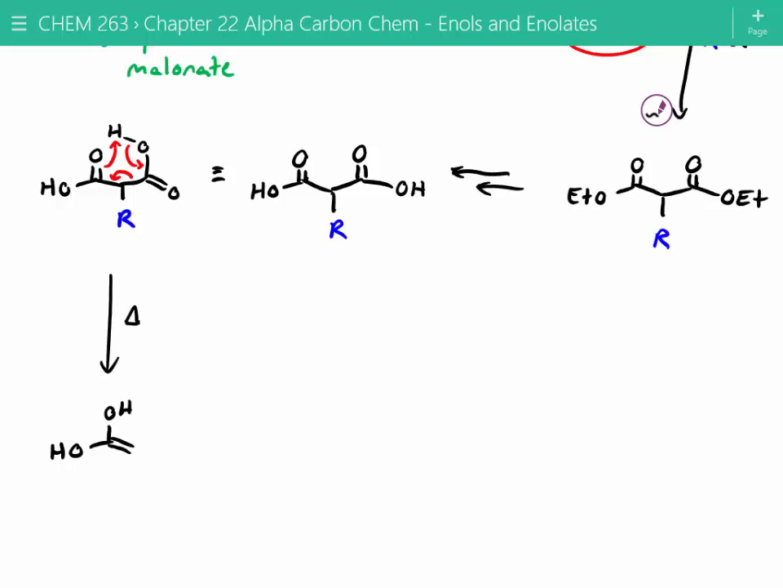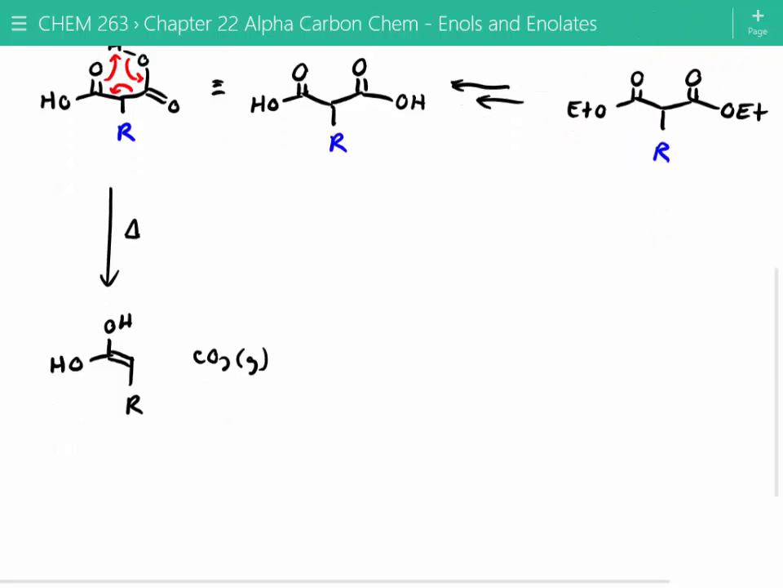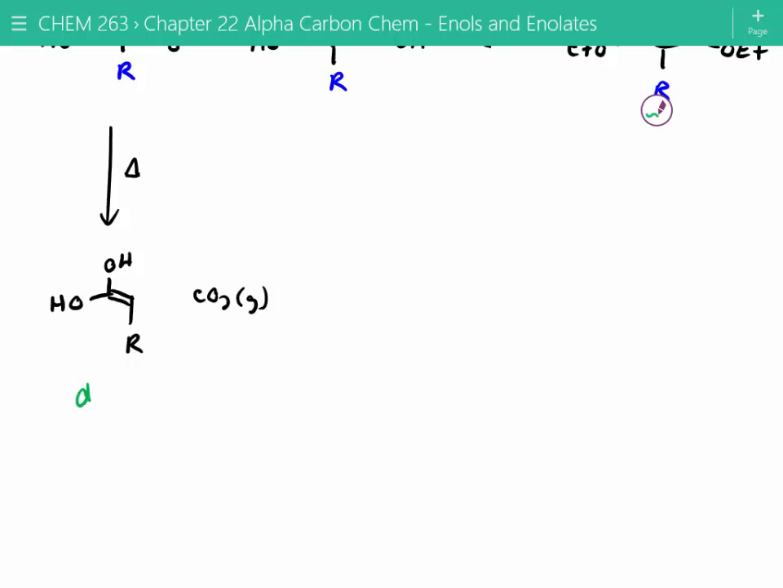So that carbonyl grabbed the oxygen, so it's now an alcohol. We still have an R group here. And then we've got CO2 gas. So we're evolving CO2 gas off of this reaction. I'm going to actually just write CO2. And this is a really nice reaction because this will bubble out of the mixture. And this is called a decarboxylation.